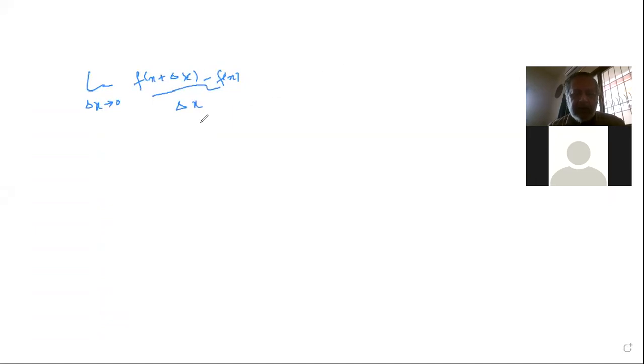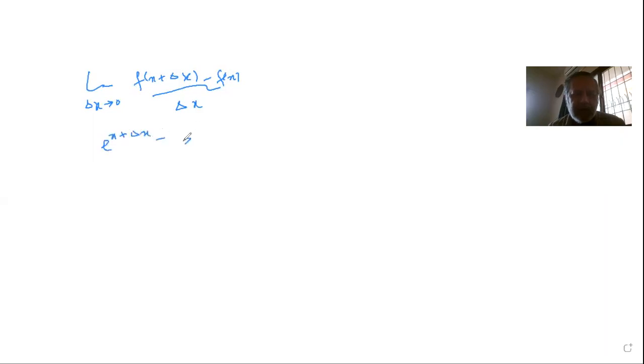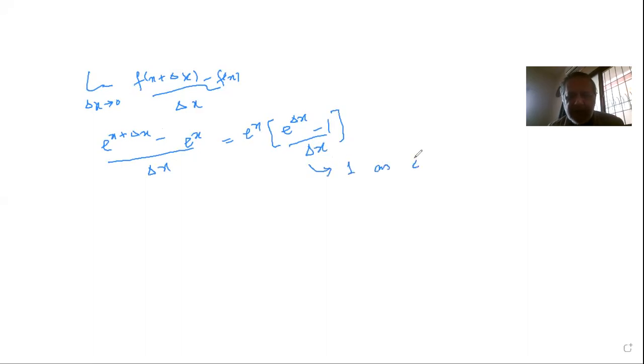So if you use this, e power (x plus delta x) minus e power x, divided by delta x, that gives you e power x common. The rest of it is (e power delta x minus 1) divided by delta x. Now this part approaches 1 as delta x goes to 0.